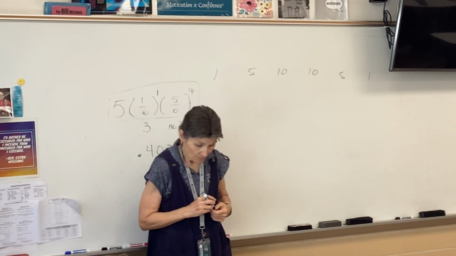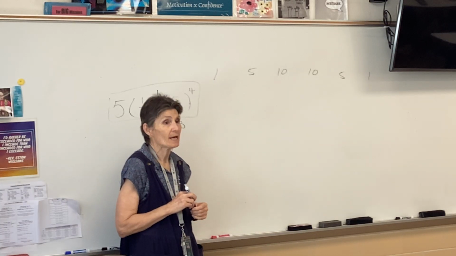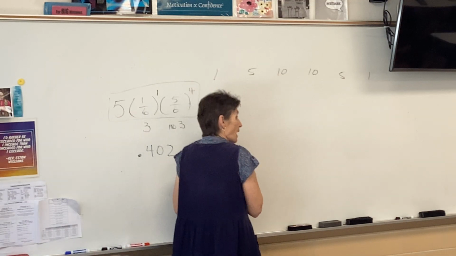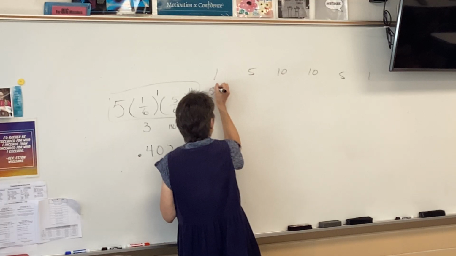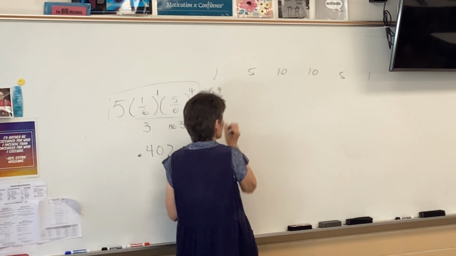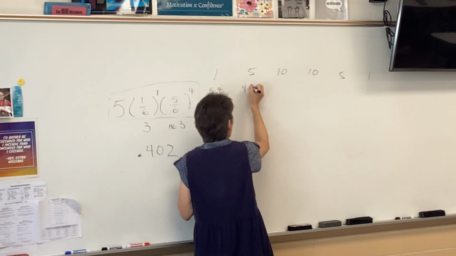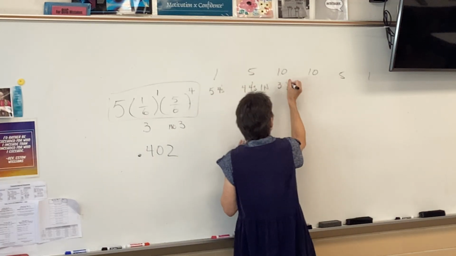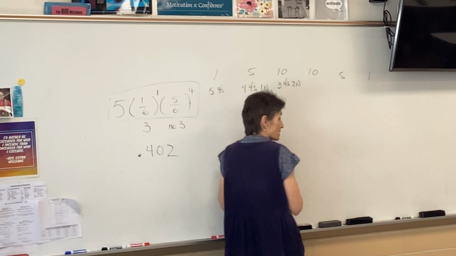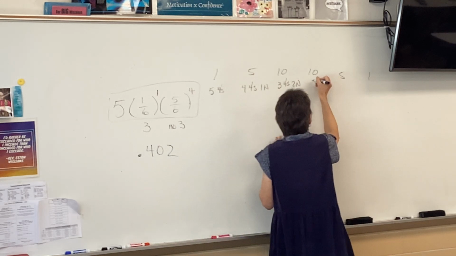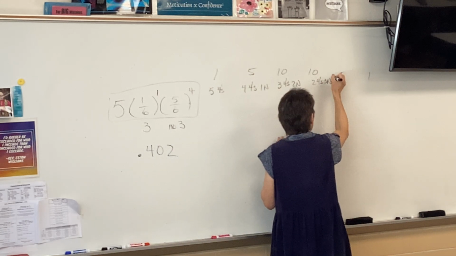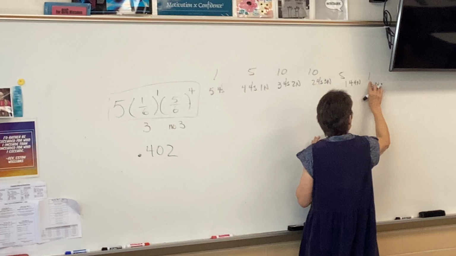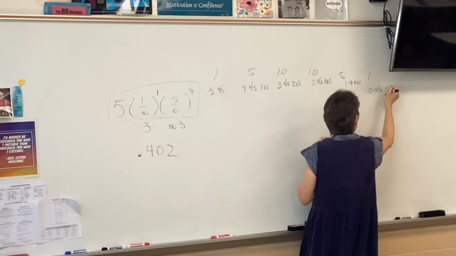Okay? Now this time, it's all about getting a 4. So think about this. If I roll a die 5 times, I could get 5 fours. I could get 4 fours and 1 not. I could get 3 fours and 2 nots. I could get 2 fours and 3 nots. 1 four and 4 nots. And 5 nots. So no 4s and 5 nots.